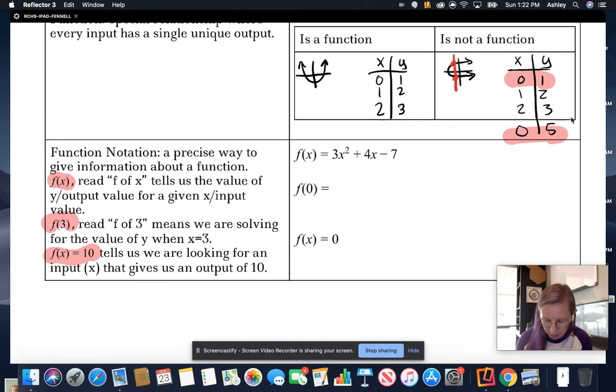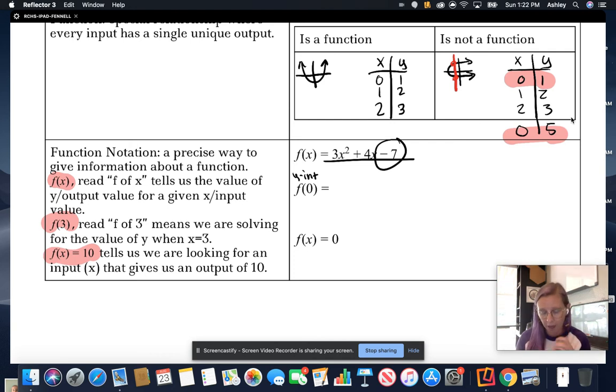All right, so let's look at an example. If we are given the function 3x squared plus 4x minus 7, and we want to find f of 0. So what we're asked for is the value of y when x is 0. This is actually asking me for my y-intercept. So based on what I know about a quadratic, I'm expecting an output of -7. That's my y-intercept. But I'm going to do the math anyway, just to double check.